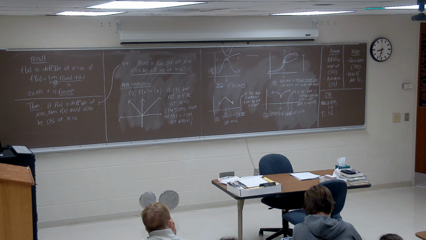By the way, Caleb, why do we know that this is not differentiable, or let me rephrase. Why do we know this is not continuous at a? Because the limit as x approaches a from the left does not equal the limit as x approaches a from the right. Yeah, it fails that third condition of continuity.